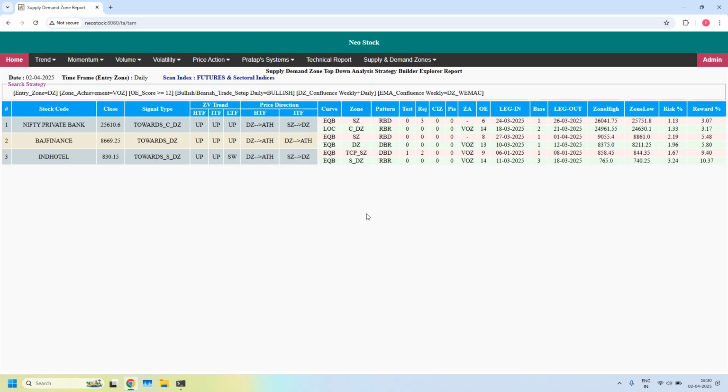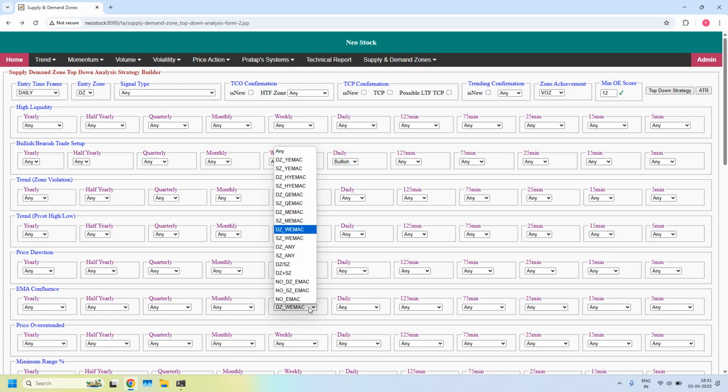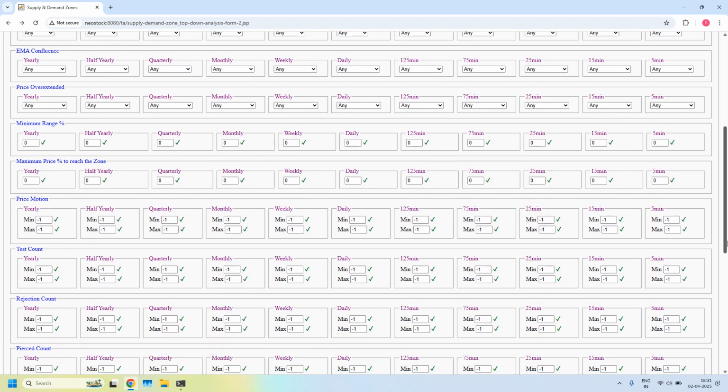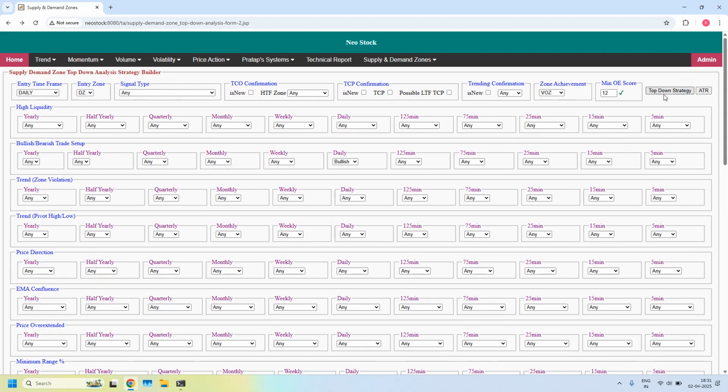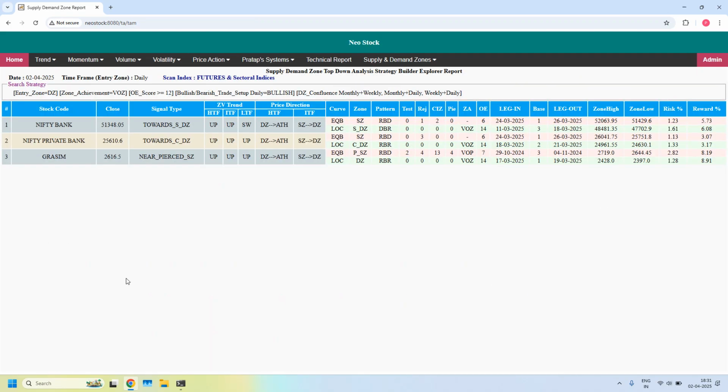Okay, next we will look into LTF, ITF, HTF demand zone confluence supported stocks. That is daily, weekly, monthly zone confluence. So I am removing this ITF filter, EMA filter. So in the demand zone confluence, 3 filters we have to set. First filter is daily, weekly, which is already enabled. Next daily with monthly demand zone confluence. Weekly demand zone with monthly demand zone confluence. With all the 3 filters, we got 3 stocks.